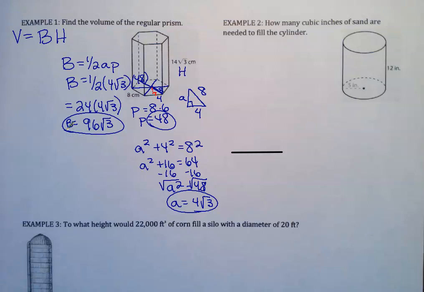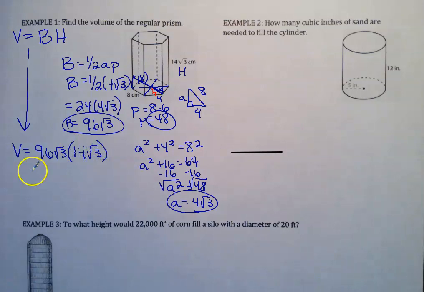Okay, 166.32. But I want you to understand, radicals are like pi. You can leave them in there. And I'm going to show you again why, especially in this one because we have a radical in our height. So our volume is going to equal our base, which is 96 times the square root of 3, times our height, which is what? 14 times the square root of 3.